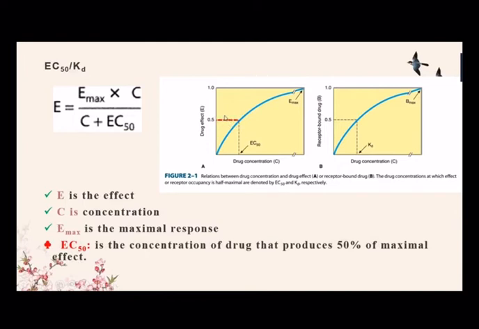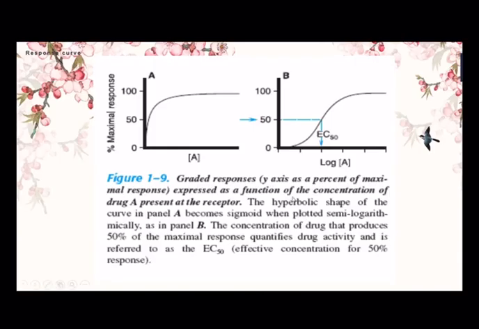Look at this graph. It's a graded dose-response curve. We could plot 2 kinds of graded dose-response curve. One is hyperbolic shape. The other is sigmoid. If the scale of the abscissa is concentration, we could plot a hyperbolic shape curve. If the scale of the abscissa changes into logarithmic concentration, we could plot a sigmoid curve. Clinically, the sigmoid curve is more commonly used.